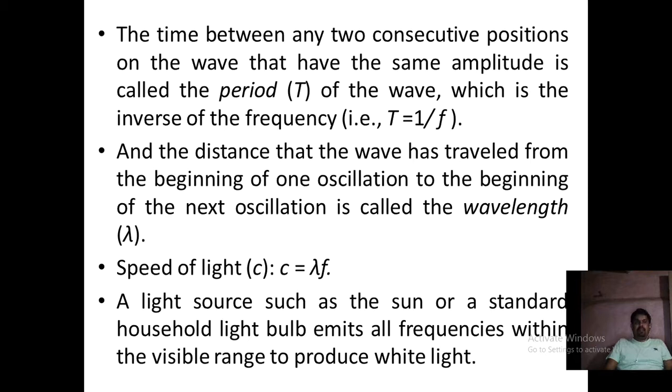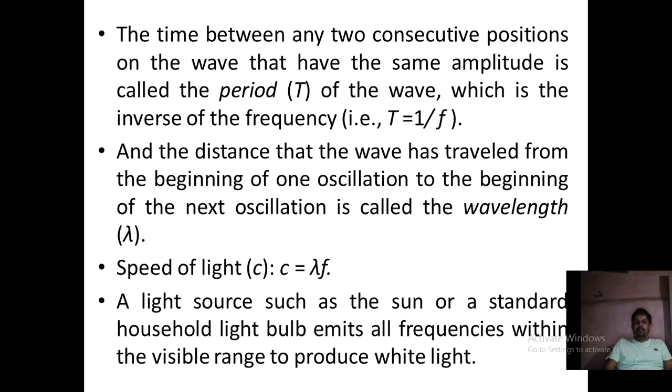The distance that the wave has traveled from the beginning of one oscillation to the beginning of the next oscillation is called the wavelength. That is, from one amplitude to the next amplitude at the same level is called the wavelength, lambda.